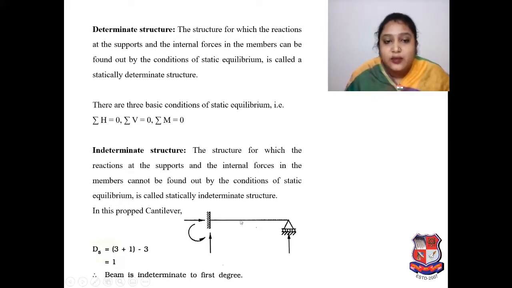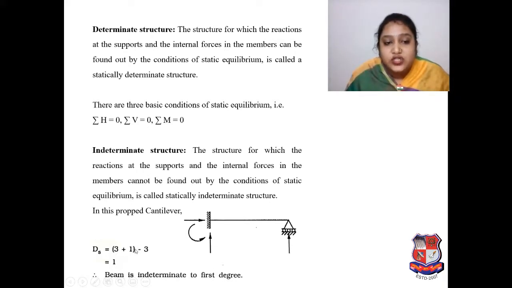So in this propped cantilever beam, you can see here fixed support is there, here roller support is there. So here horizontal force, vertical force and moment is there. Here only one upward force. So what will be there? Your total number of forces minus your static equilibrium conditions. So 3 plus 1 is equal to 4, minus 3 is equal to 1. Therefore, this beam is indeterminate to first degree.